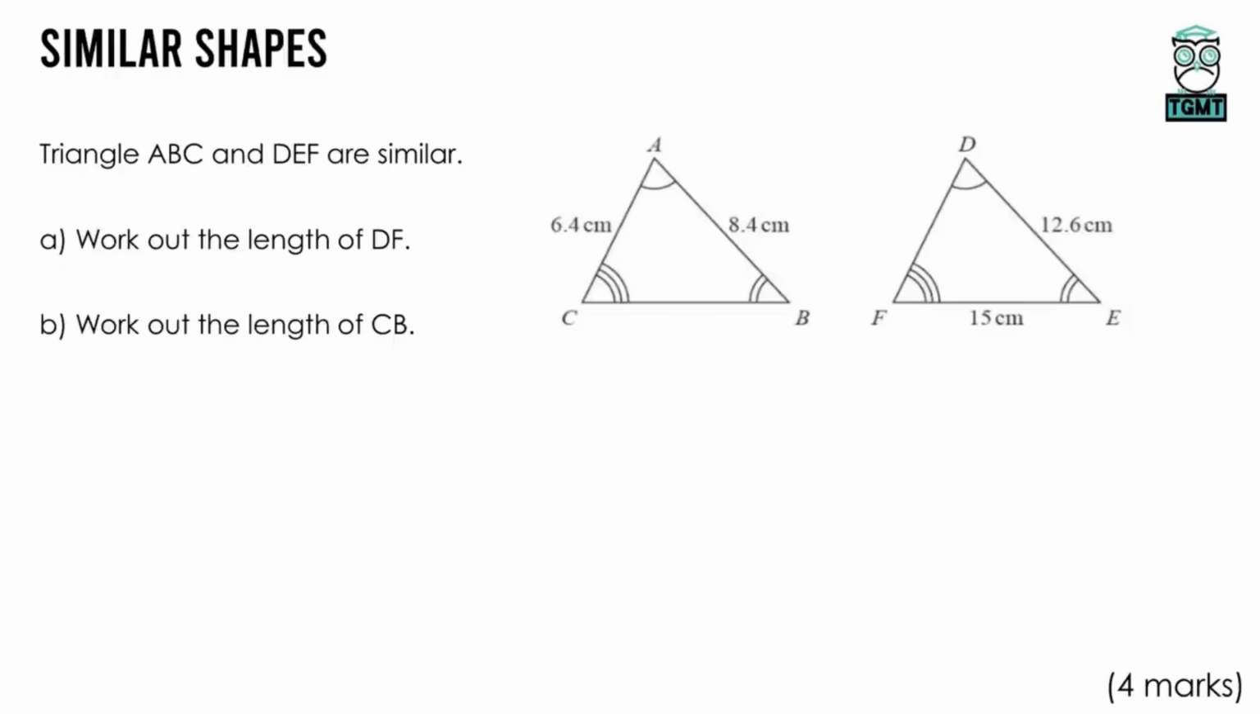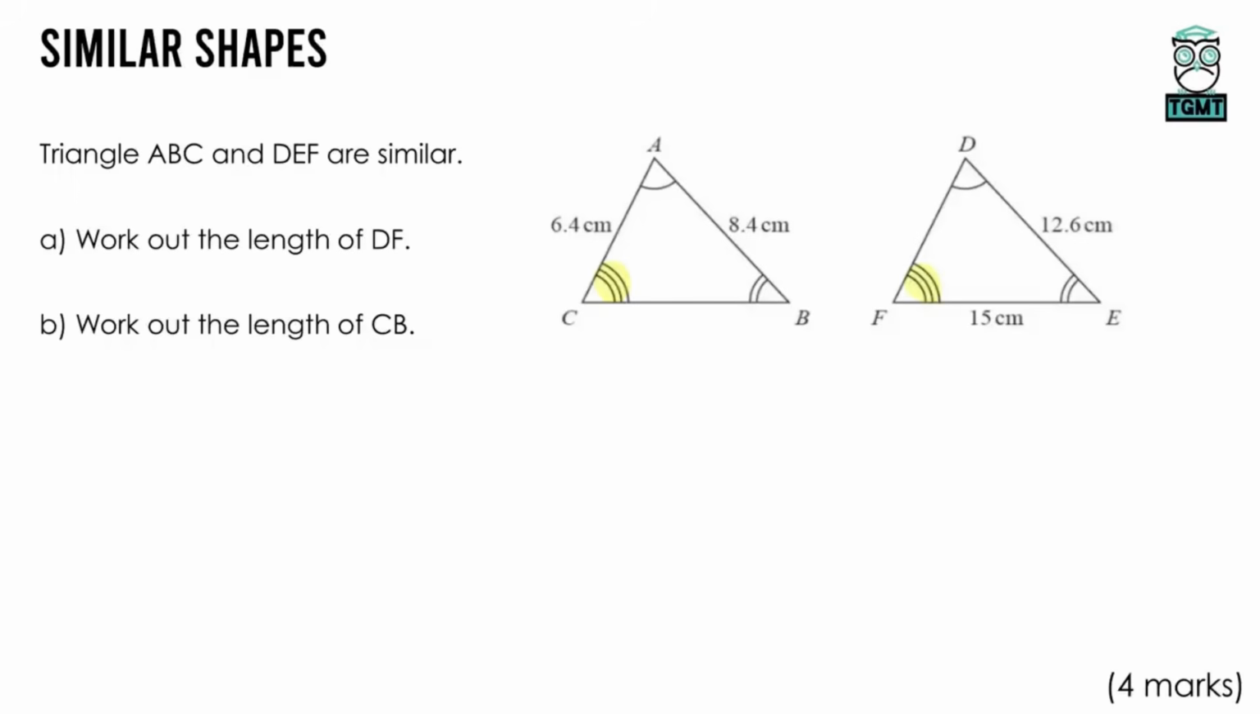Now when we are looking at similar shapes, when you see that word similar, it means that one shape is an enlargement of the other. Now here both of the shapes are drawn in the same orientation, and you can see that via these little bits that are labelled on the angles. It tells us that's the same angle as on the other diagram.